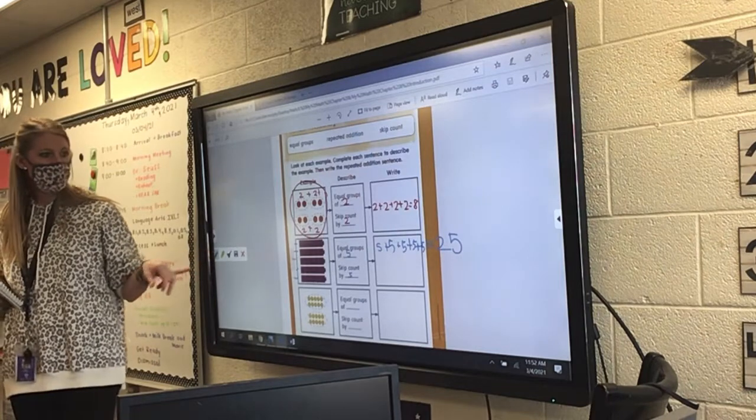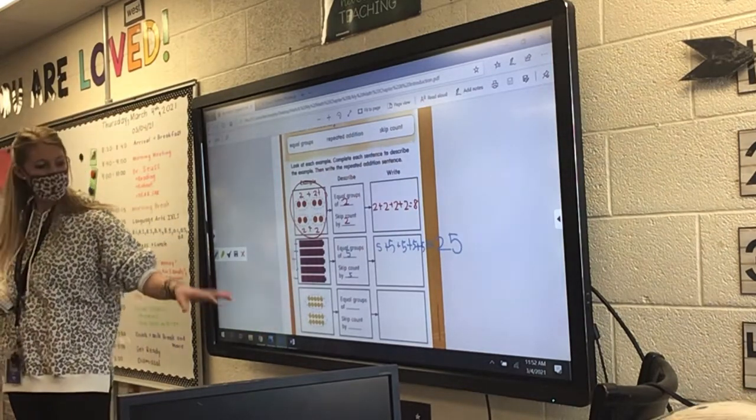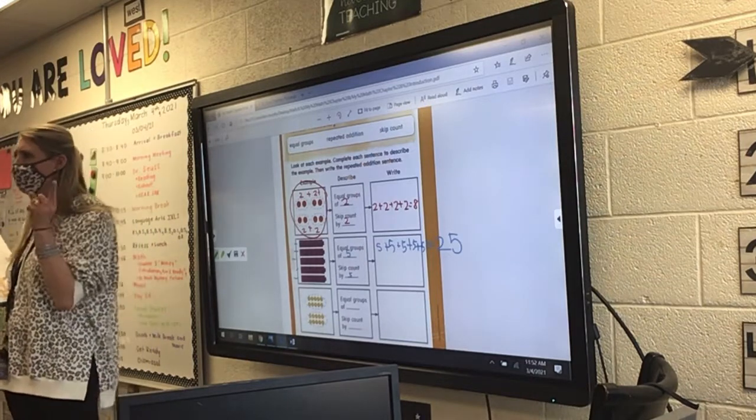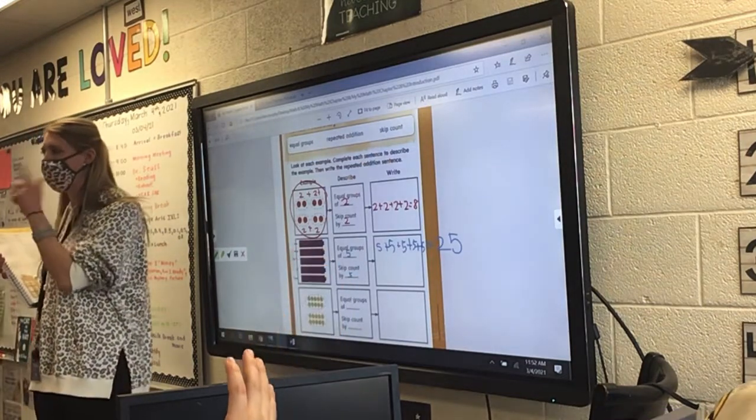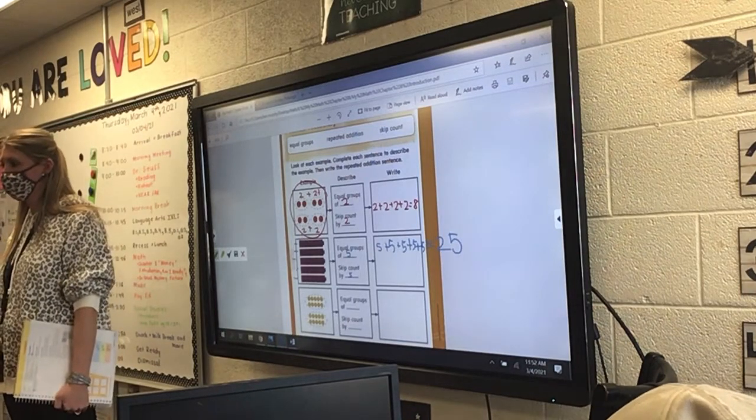All right, now let's go on to the bottom one. So look at these. I have some yellow circles. Who can figure out how many groups I have? Addie?